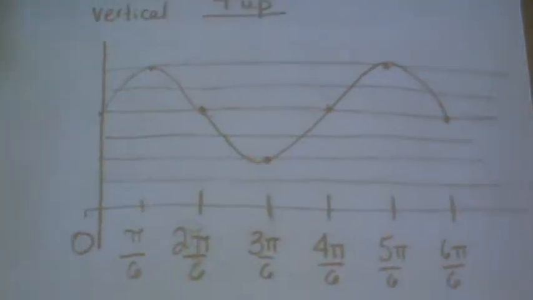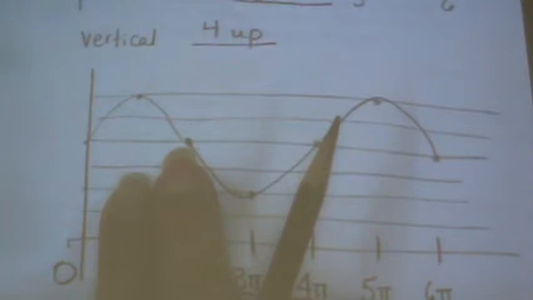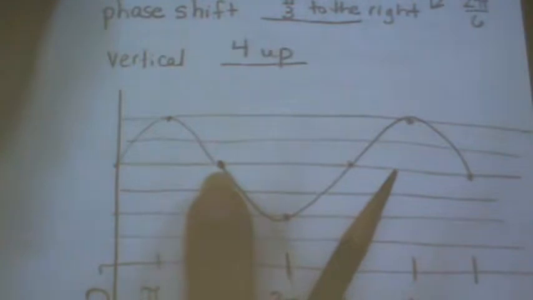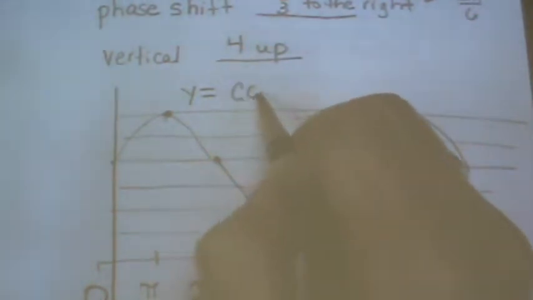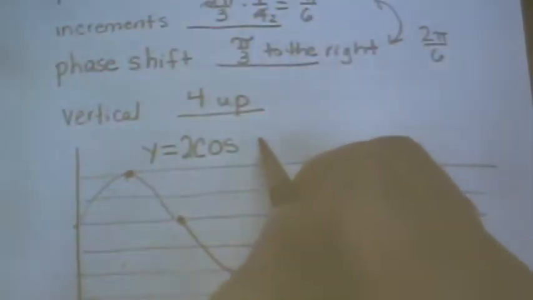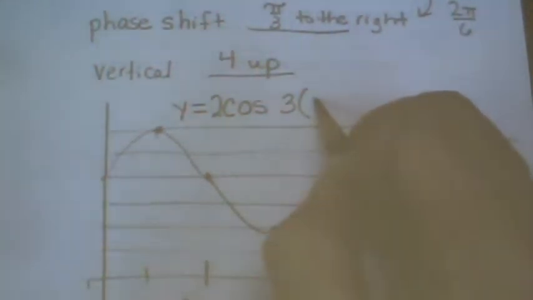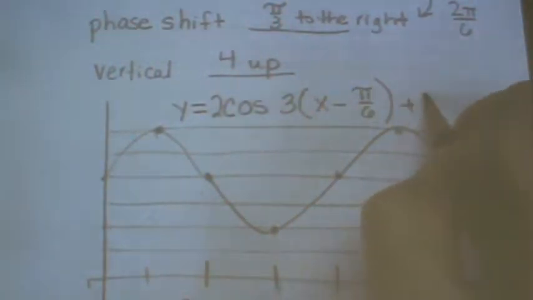So, I graphed from here to here. I need you to understand that although I started here on this graph, it's a phase shift pi over 3 to the right, which is right there. I can rename this graph. If I started right here, I can rename this as y equals, starting in this spot, it's now a cosine graph. And it'd be a positive 2 amplitude, and your b value is going to be 3, but it's a phase shift of pi over 6 to the right, and then plus 4.